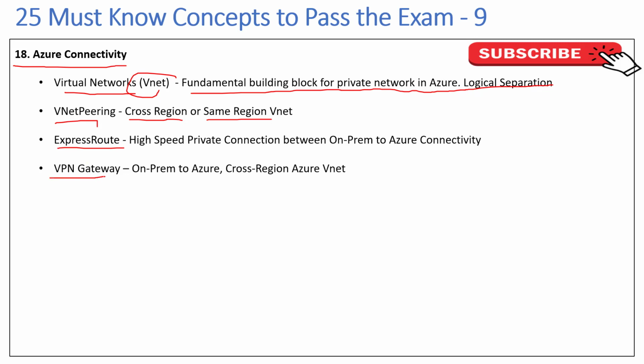Then you can use VPN gateway, as I said, for your on-premise to Azure connectivity, but that traverses, as I said, over the public internet. That's going to be slightly slow. You can also use a VPN gateway for cross-region Azure VNet connectivity, so something similar to VNet pairing.